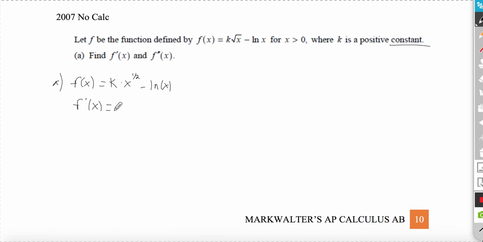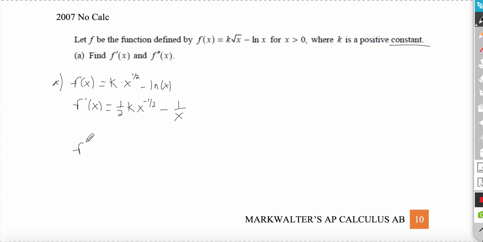K times x to the half. So I'm going to bring down the half. I'll keep the k because it's just some constant. X to the negative half power. Okay. Minus the derivative of natural log of x is 1 over x. So there's my derivative. Nothing too fancy or too crazy, right? If you want to, you could have rewritten this, but there's not really a point. We don't need to there.